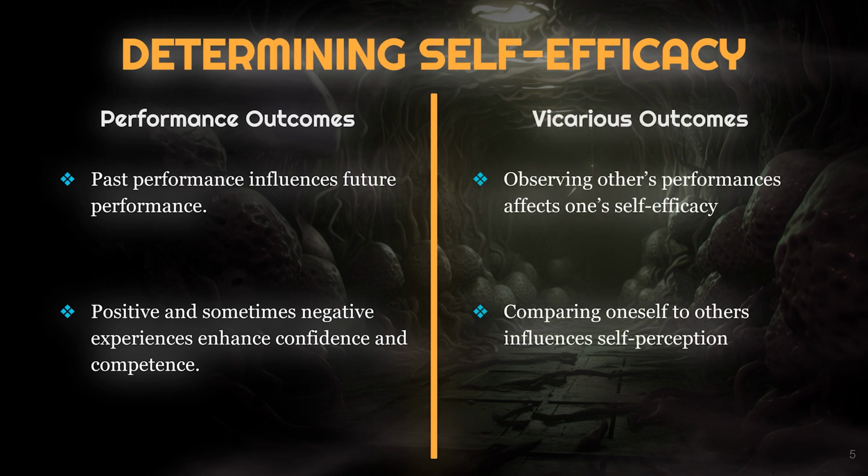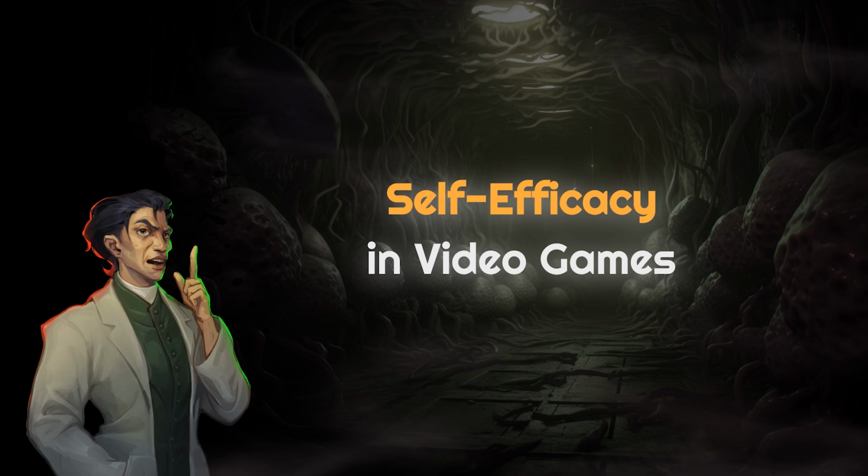And the other one is vicarious outcomes, where you see other people, how they perform. And this has both a boon and a bane. Sometimes you start to compare people and you feel down. Sometimes you're good. One of the reasons why people love seeing their streamers play their game or even watch speedrunners is because of this. So how does this all tie into video games? I'm going to explain it from one of my most favorite games.